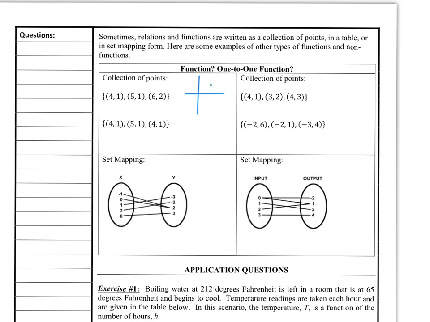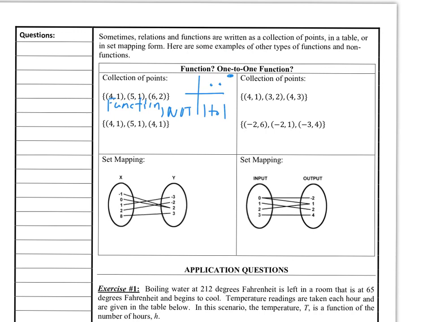So you go over 4 up 1, over 5 up 1, and over 6 up 2. When you graph that, you can see that a vertical line is only going to cross once here, and once here. So it passes the vertical line test. Okay, so it is a function. Is it one-to-one? No. So this is a function. Is it one-to-one? No, it's not one-to-one. And the reason it's not one-to-one, right here when you go across, it crosses twice.